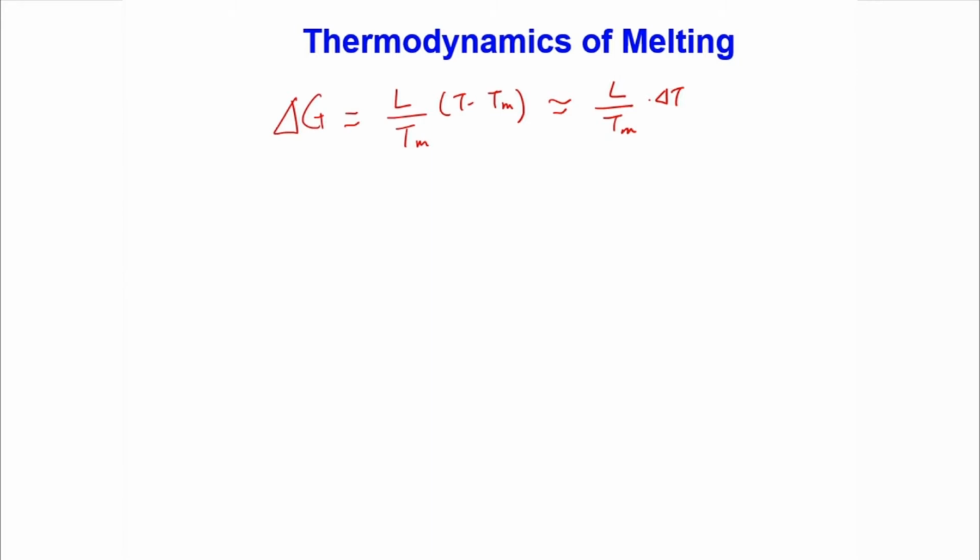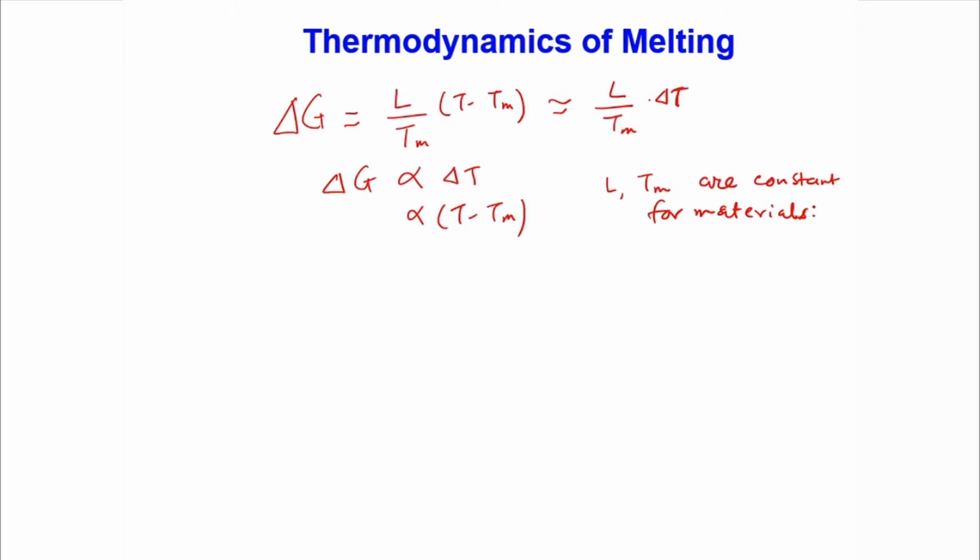So, as you can clearly see, delta G is basically proportional to delta T, or T minus Tm. Why? Because latent heat and Tm are constant for a particular material. Remember, we are discussing bulk, we are not discussing nano. So, this is something which is very, very important for you to understand. This derivation is there in any thermodynamics book. But what happens when you have nanomaterials, right?